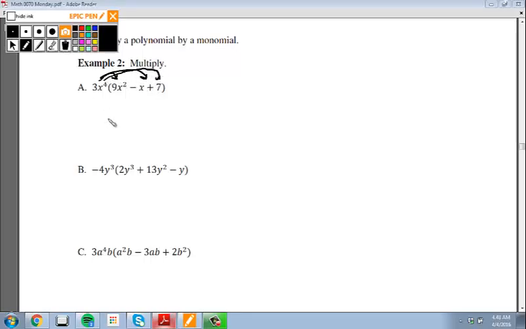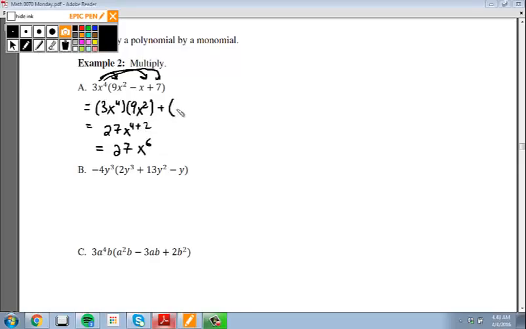So you learned the distributive property before. We're just going to expand it a little bit here. So we have 3x to the 4th times 9x squared minus 7x plus... is that minus 7x or just minus x? Minus x plus 7. So we have 3x to the 4th times 9x squared first. So that is 3 times 9, 27. And then x to the 4 plus 2. So that gives me 27x to the 6.